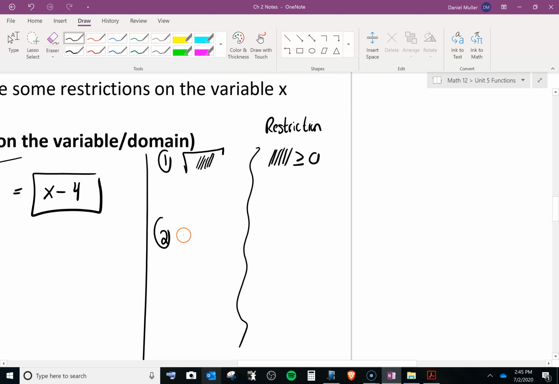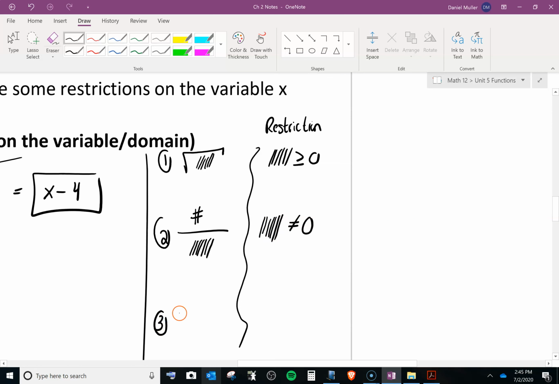Another type of restriction that we can have is some sort of number or letter divided by something. When we have that, the denominator is not allowed to be 0. That's our other restriction, because you can't divide by 0. So whatever this happens to be cannot equal 0.